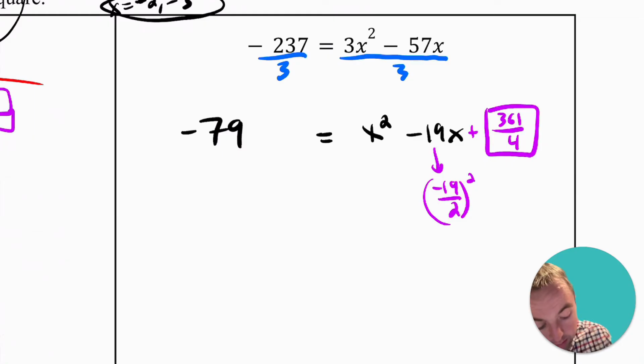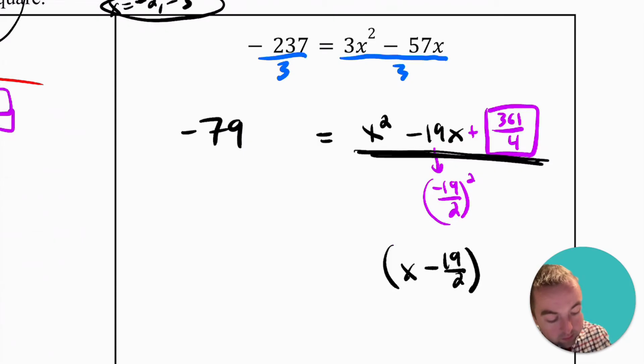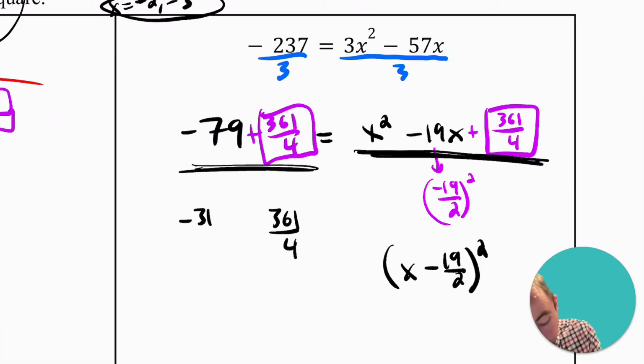So what will happen then is that trinomial right there will factor nicely as x minus 19/2 squared. And then we'll have to make sure that we also add 361/4 to the other side to keep this equation balanced. With that left-hand side, we're going to need to get a common denominator of 4 to add those couple numbers together. So it ends up being negative 316/4, which is the same thing as negative 79 when you get that common denominator.